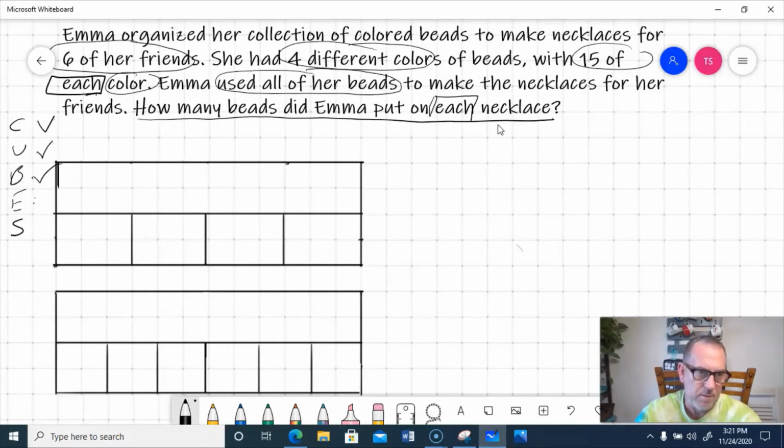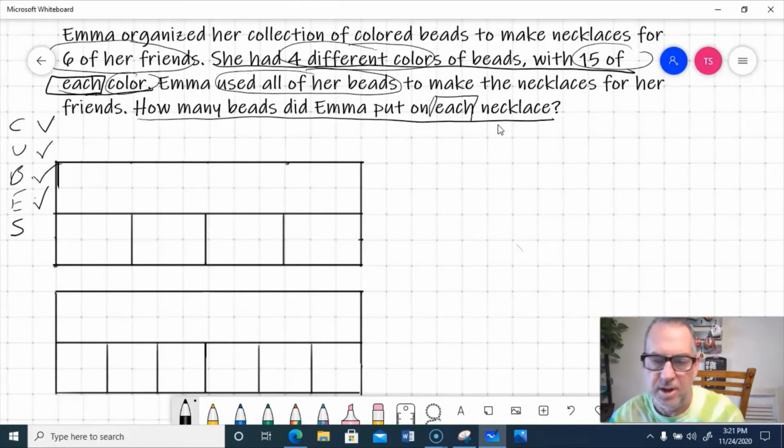Now we'll do some evaluating. I'm going to evaluate this question. I got a lot of stuff circled here, so I think I'm going to have at least a couple steps I need to do to solve the question. The first thing I need to do is figure out how many beads she has. That's up here in this part of the question: she has 4 different colors of beads with 15 of each color. I think we can figure out from that how many beads she has.